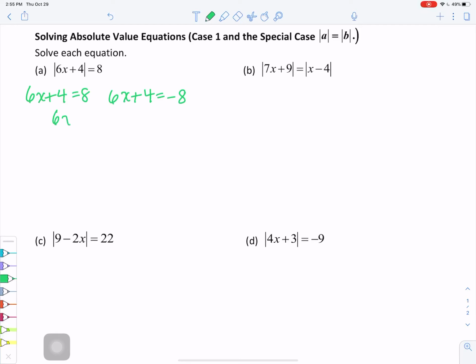So we end up with 6x is equal to 4 and x is equal to 4/6, and we can reduce that to 2/3. Then we have 6x plus 4 equals negative 8. So we have 6x equals negative 12 and x equals negative 2. And those are our two solutions.